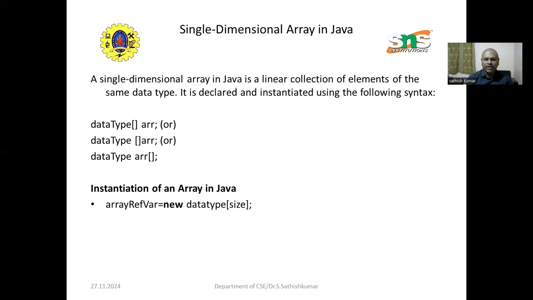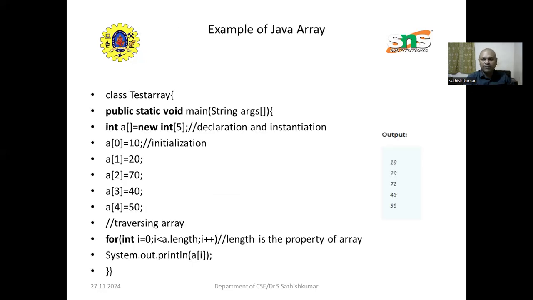Instantiation of an array in Java: array name equals new data type of size. The new keyword is the memory allocation for the data type. Here are examples in Java.